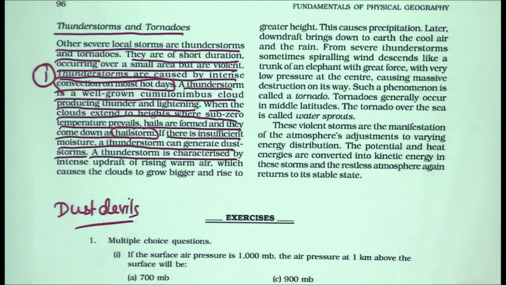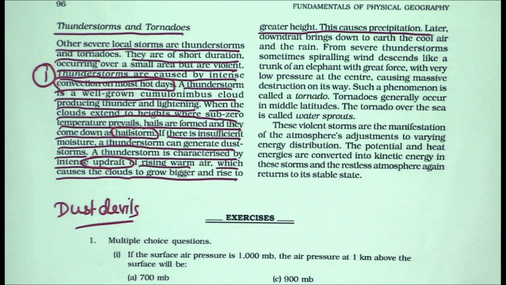A thunderstorm is characterized by intense updraft of rising warm air, which can cause the cloud to grow bigger and rise to greater height. This causes precipitation. Later, the downdraft brings down the cool air and rain to the earth. From a severe thunderstorm, sometimes a spiral wind descends and that develops a tornado. This part we are keeping aside. Now I'll come back to these underlined statements after reading the details with this diagram.